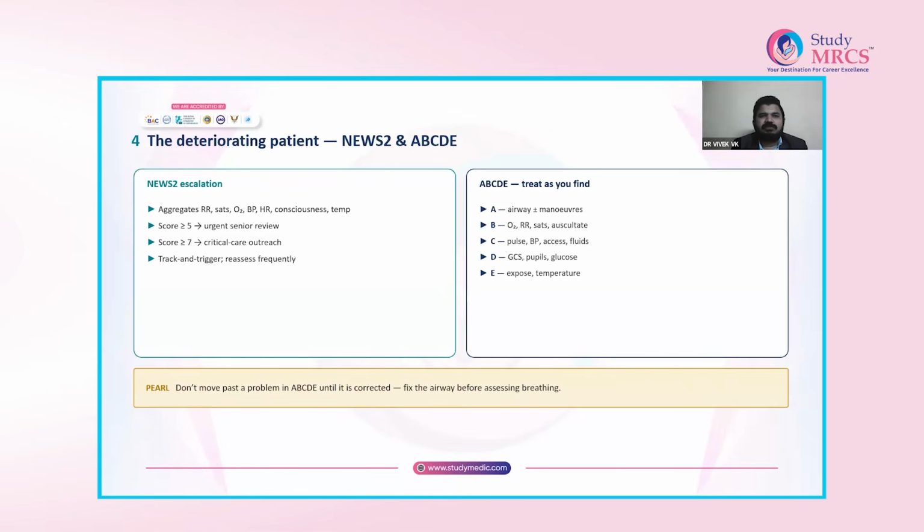So you can use a scoring system, the National Early Warning Scoring System, which considers the temperature, consciousness, blood pressure, heart rate, respiratory rate, and oxygen saturation. If the score is more than or equal to 5, that means the patient requires urgent senior review. Or if the patient's score is more than or equal to 7, that means the patient requires aggressive critical care management.